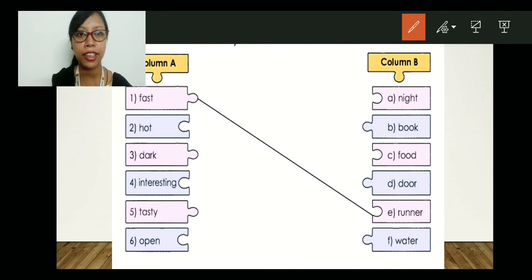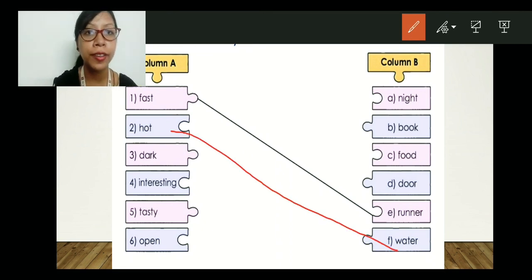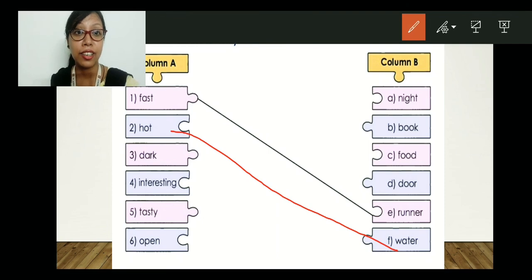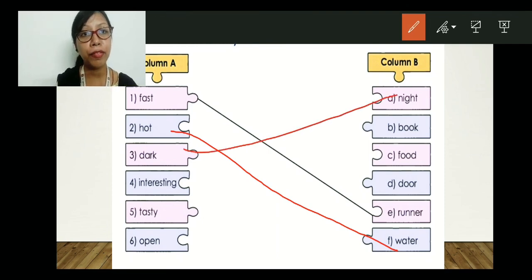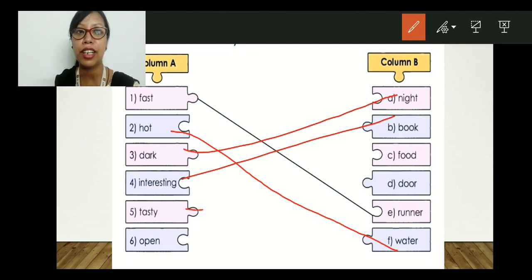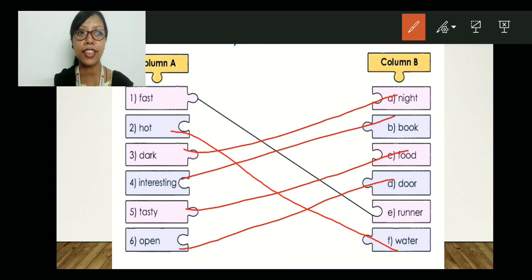The next, number 2, is hot. So which word can be linked up with hot? It's the water. So we can link it with hot water. Then we have number 3, that is dark. What is dark? If you can see on column B, it's the night. So dark night. Then number 4 is interesting. What can be interesting? It's the book. So interesting book. Then number 5 is tasty, which can be linked with tasty food. So number 6 is open, open door. So this is how you're going to link up column A and column B.